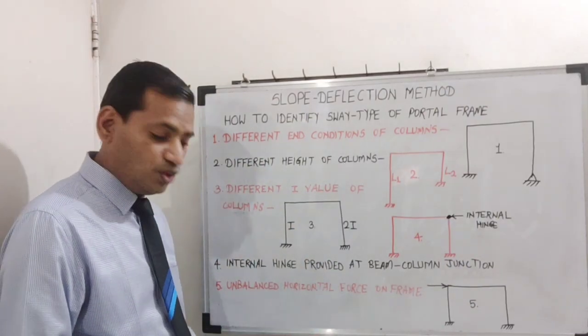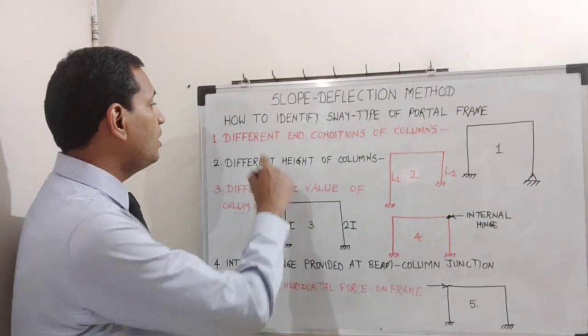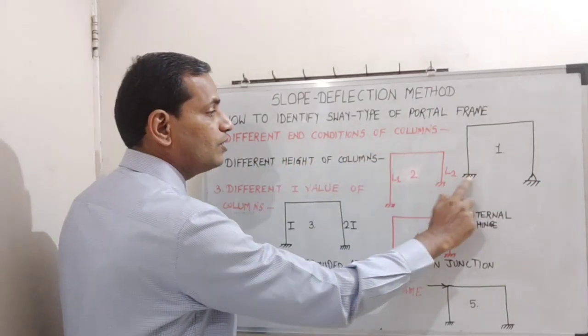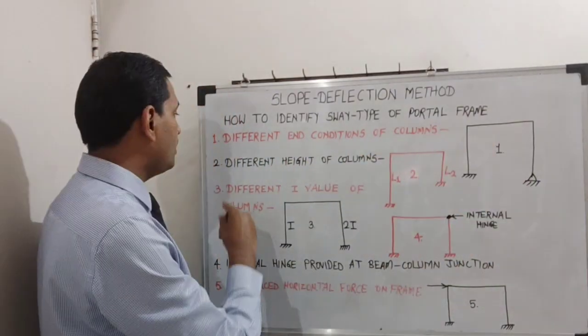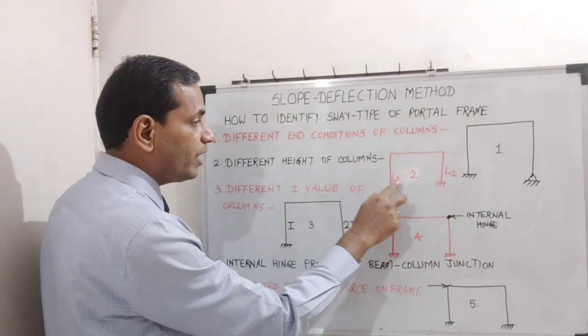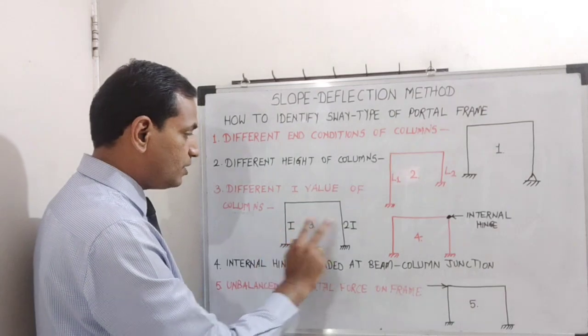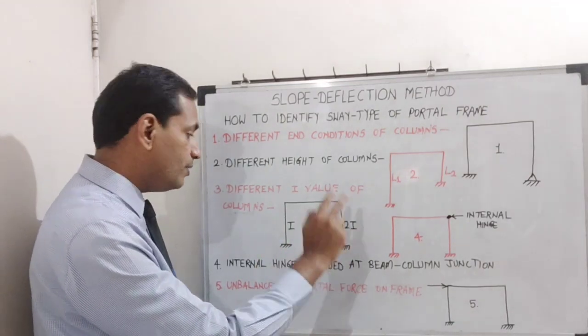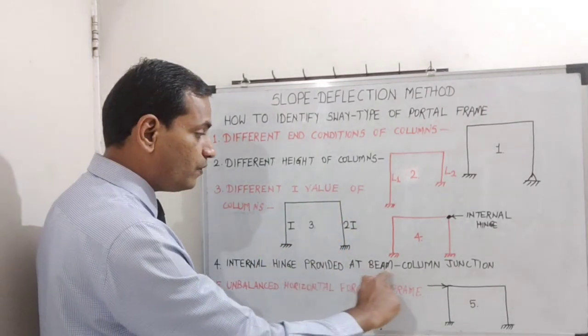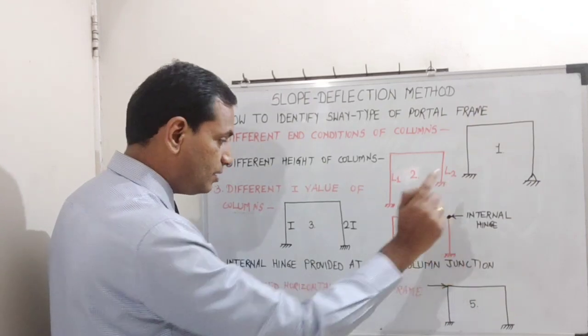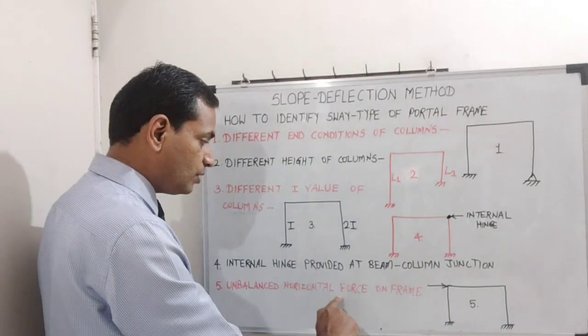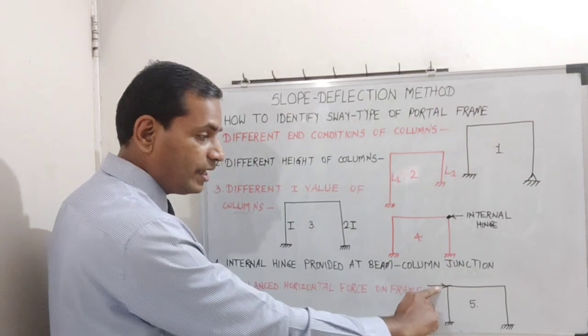I will revise them quickly one by one. Different end conditions of columns, fixed and hinged end. Then different height of columns, L1, L2. Different I values of columns, that is, cross-sectional areas are different for both columns. Internal hinge provided at the beam column junction like this, and unbalanced force horizontally on the frame like this.